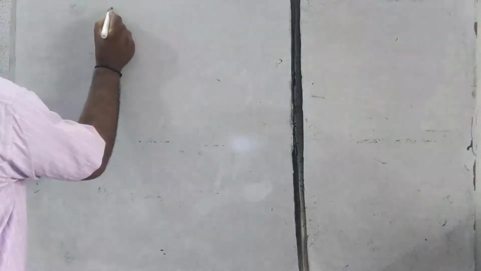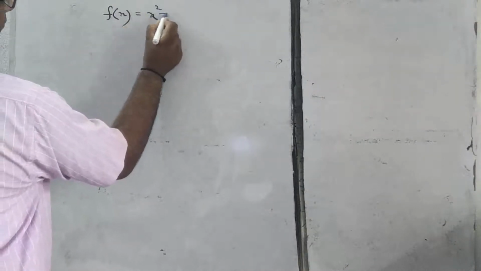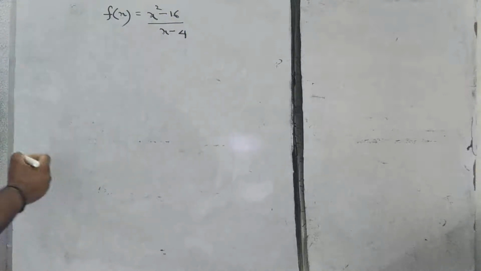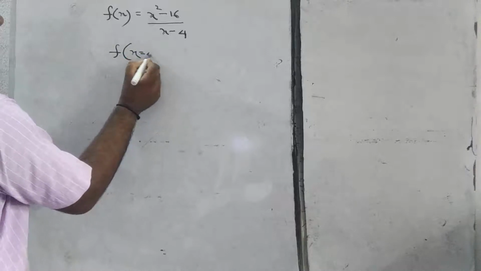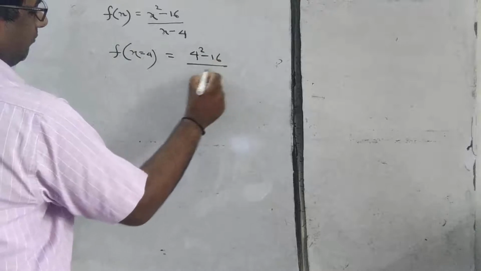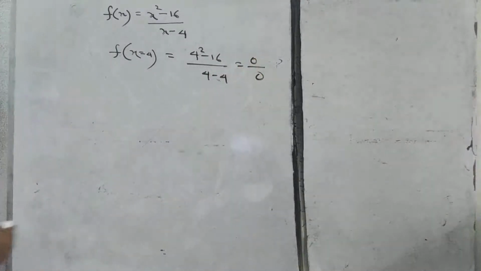Okay, so let us see a function: x square minus 16 upon x minus 4. Now if you put the value x is equal to 4, then what happened? 4 square minus 16 upon 4 minus 4. So we are getting 0 by 0 form.